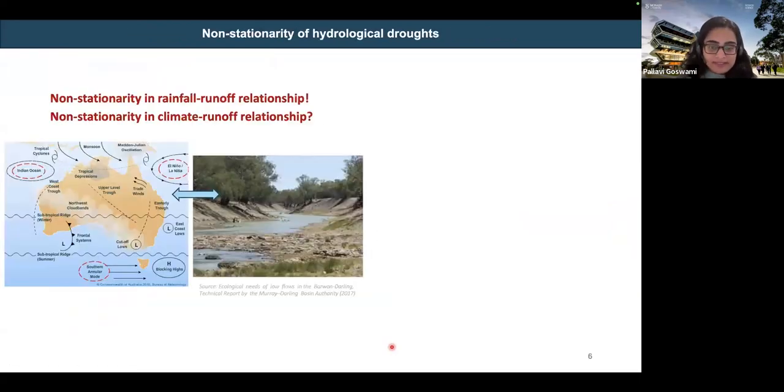So yes, that's basically the sense of the statistical models that I'll be discussing ahead. The three main climate drivers that I identified for this research were the El Nino Southern Oscillation, the Indian Ocean Dipole, and the Southern Annular Mode. These are the three large-scale modes of variability that impact the availability of water in our streams.